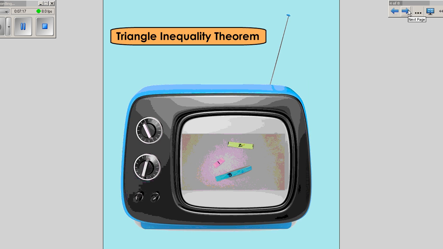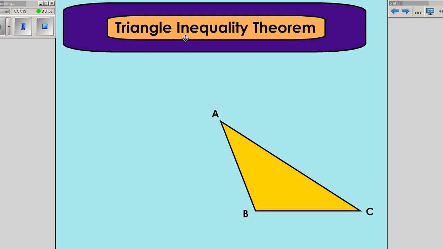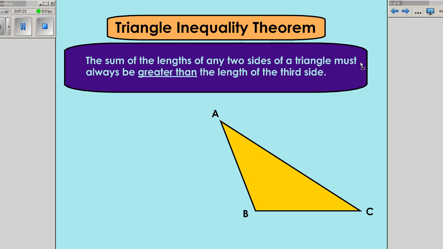This brings us to our theorem. And our triangle inequality theorem states that the sum of the lengths of any 2 sides of a triangle must always be greater than the length of the third side. And we saw in the last video that when they were equal to, you were not able to make a triangle, and if they're less than the third side, you're not going to be able to make a triangle either.